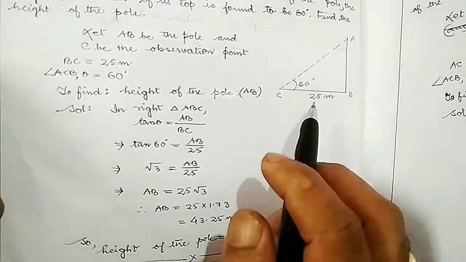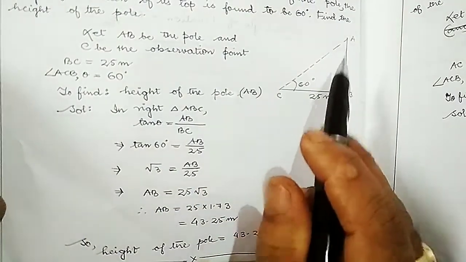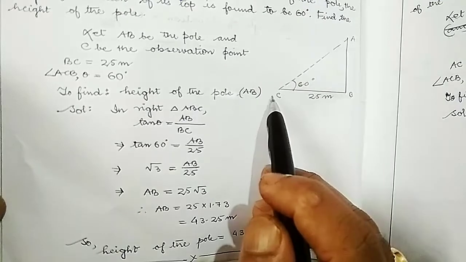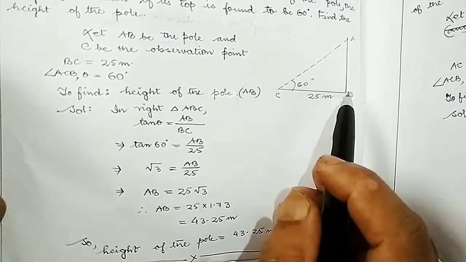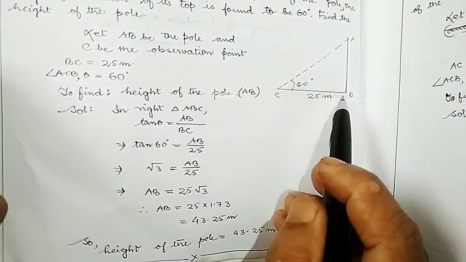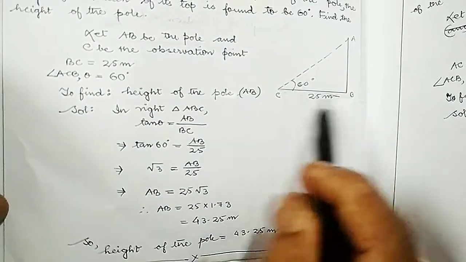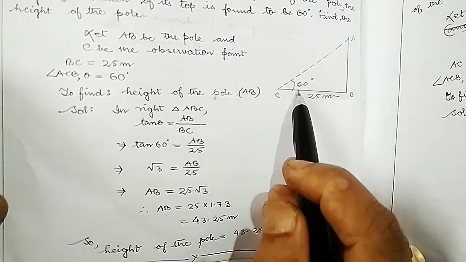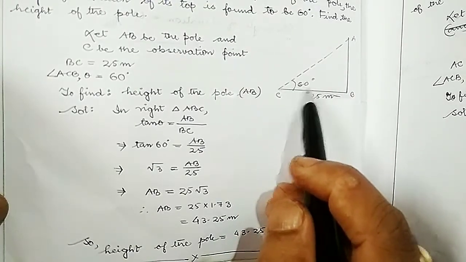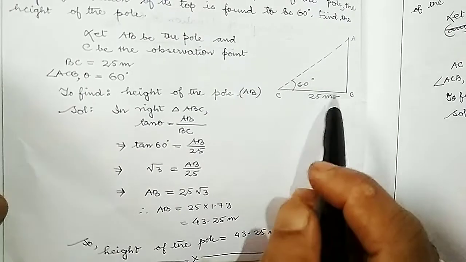As this sum is almost the same as the previous sum, here AB is the pole, C is the observation point, because it is given a vertical pole stands on the level ground, from a point on the ground 25 meters away. So this distance is 25 meters from the foot of the pole. The angle of elevation is 60 degrees. We have to find the height of the pole. That means this AB is to be calculated.